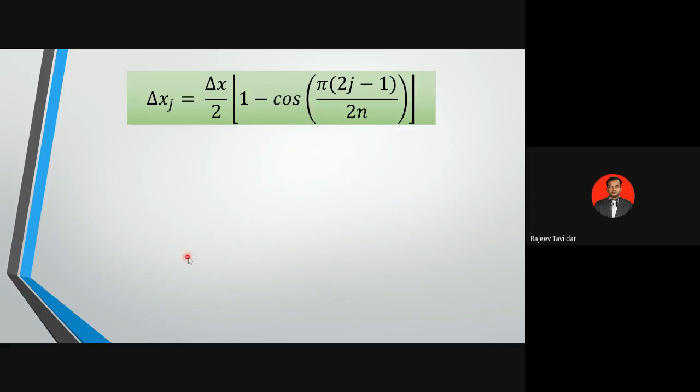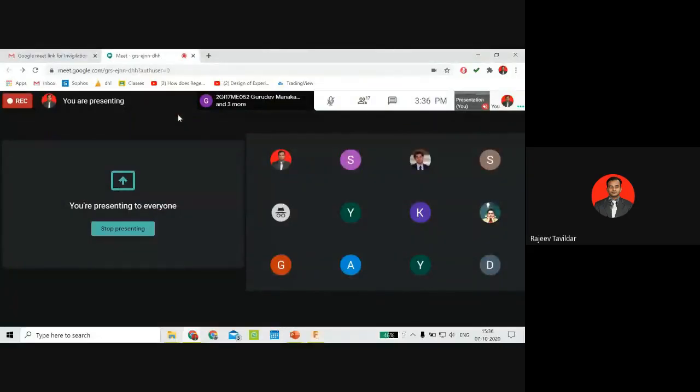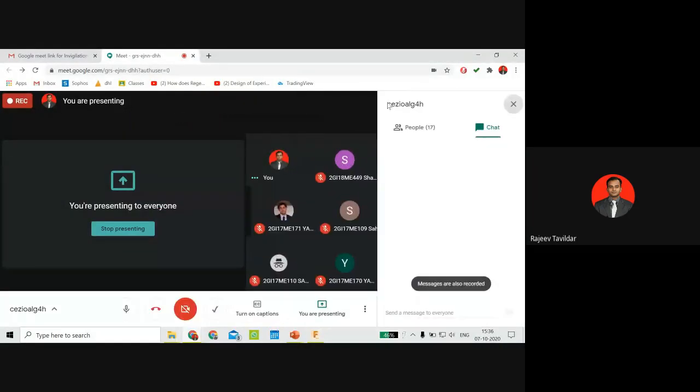Can anyone let me know if anyone is calculating these values, that is delta x1, delta x2, delta x3, delta x4, all separately, and you don't know how you can get this by a single click in your calculator? If anyone doesn't know this, please let me know. I will try to show it here. Okay, so I guess everyone knows this.